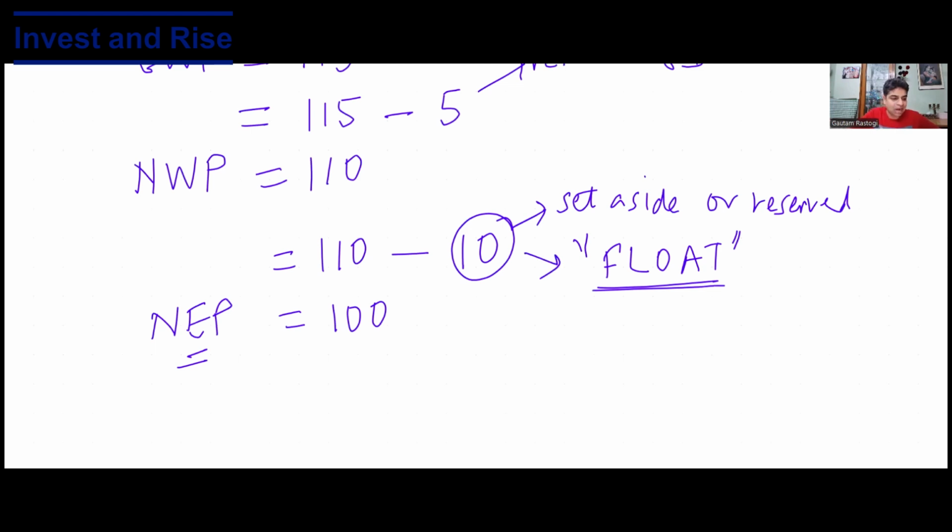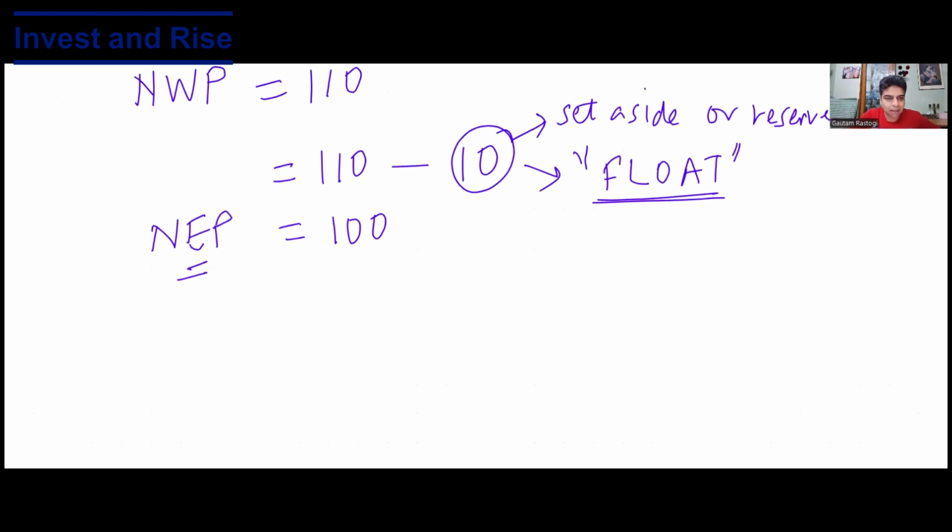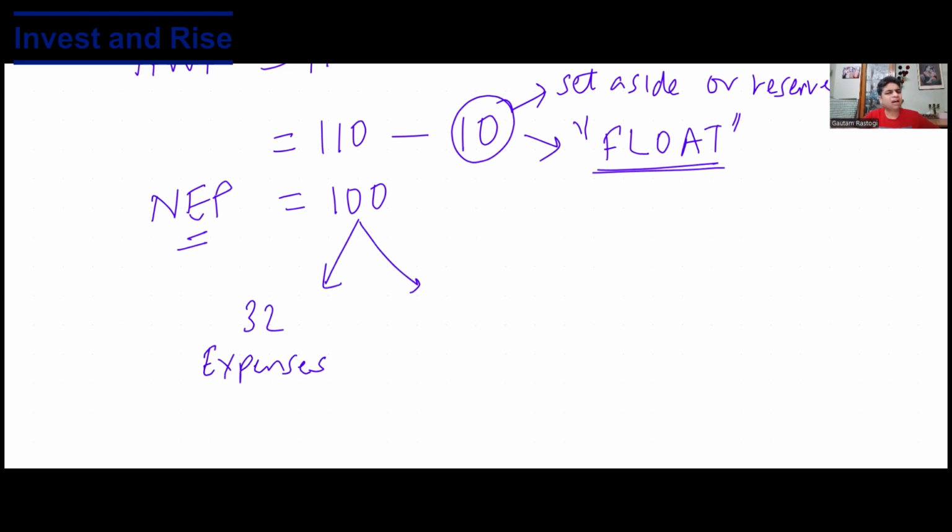Any which ways, now they are left with net earned premium of rupees 100. And this concept of float is important. I'll revisit it. So now let's say this net earned premium of rupees 100 goes towards 32 rupees of expenses in the form of commission to agents. Insurance, particularly retail insurance, is a push product, so you have to employ insurance agents. And all the other expenses, policy underwriting, all of those expenses would fall here.